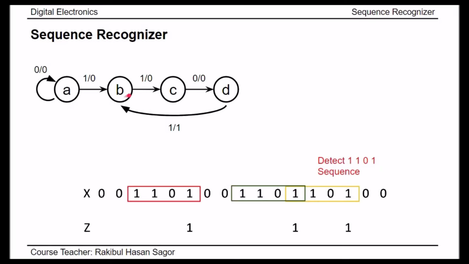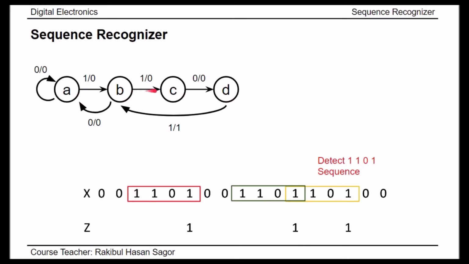So being at B, if we get 0 input, the B should come back to A, giving Z equal to 0, because the sequence requirement is not fulfilled. Again it will search for another 1. If it gets 1, then it will go to B, searching for another 1. If it doesn't get it, it will come back to A. In this way it will have a loop.